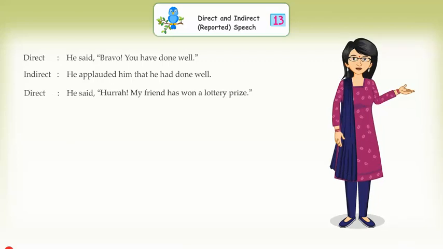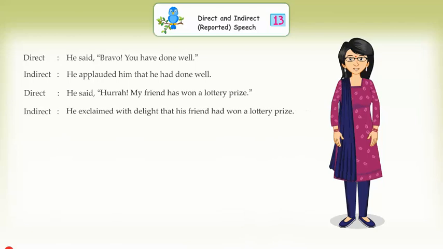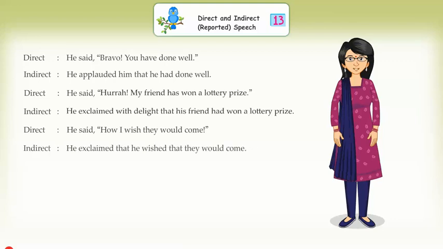Direct. He said, hurrah, my friend has won a lottery prize. Indirect. He exclaimed with delight that his friend had won a lottery prize. Direct. He said, how I wish they would come. Indirect. He exclaimed that he wished that they would come.